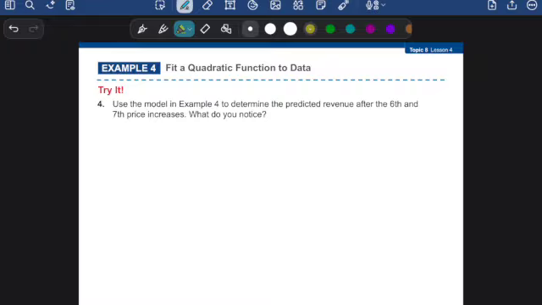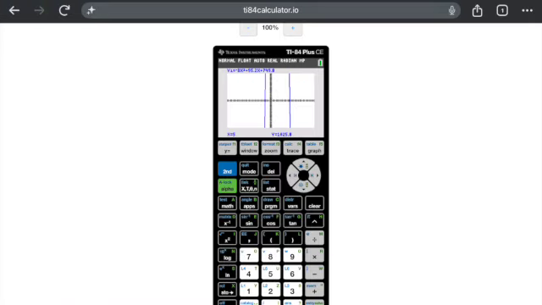Try it number 4. Use the model in example 4 to determine the predicted revenue with the 6th and the 7th price increases. So now we're going to do where x equals 6 and x equals 7. Okay, we already have that in our graphing calculator, so we're just going to calculate the values for those. So going back to our graph, you're going to do second trace to get to your calculate menu. Type in the value we want when x equals 6. The value is going to be 1033. And then do the same thing, second trace to calculate the value when x equals 7.